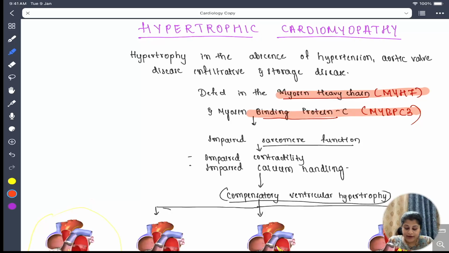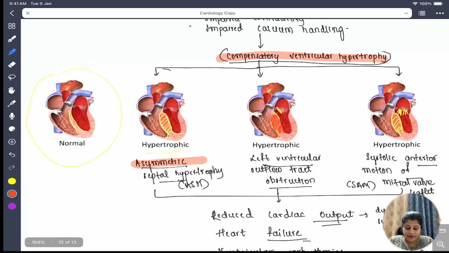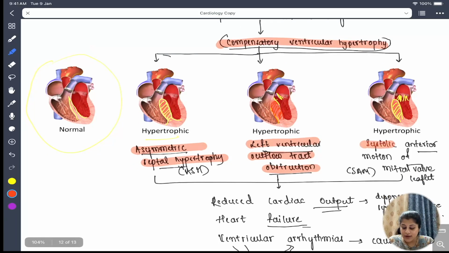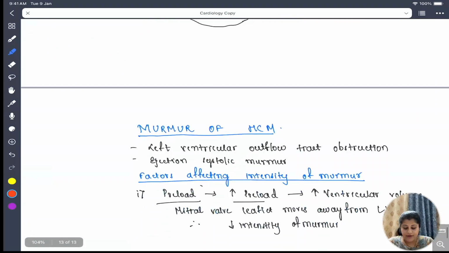So these are ultimately causing what? Compensatory ventricular hypertrophy. The important feature seen here is asymmetric septal hypertrophy. This asymmetric septal hypertrophy is causing left ventricular outflow tract obstruction. This obstruction is further aggravated by systolic anterior motion of the mitral valve leaflet, leading to reduced cardiac output, heart failure, and ventricular arrhythmias.